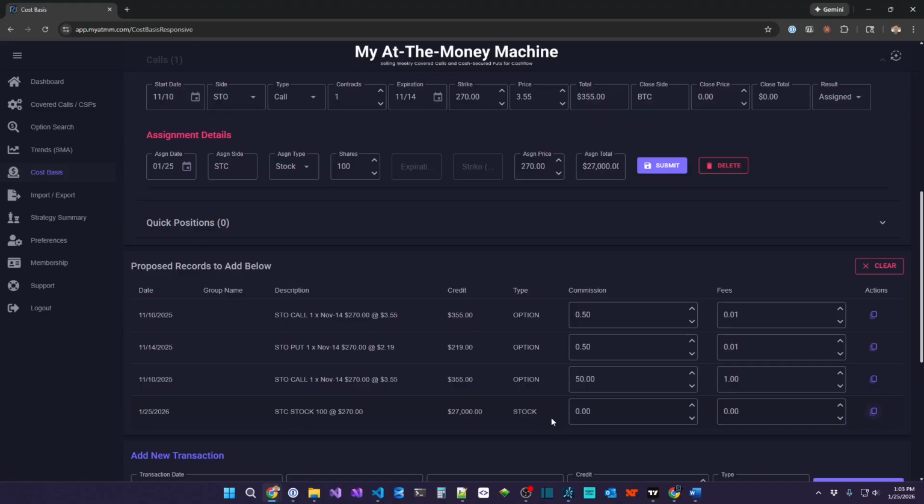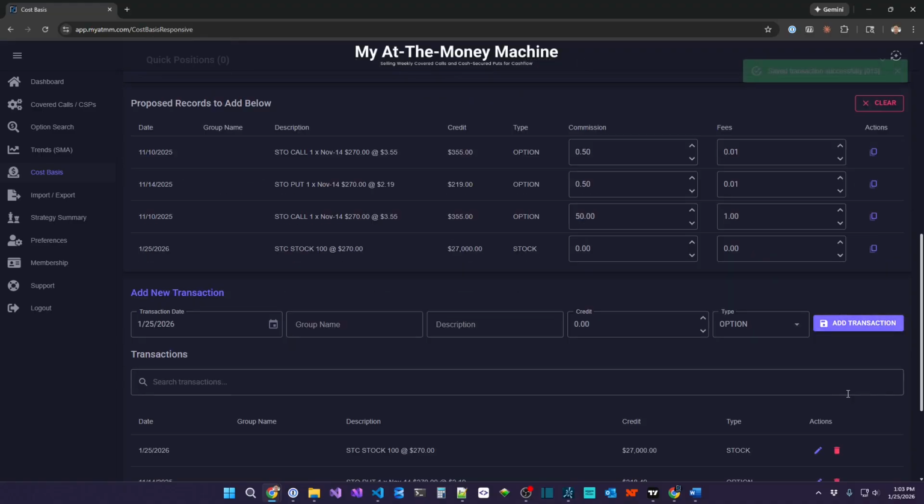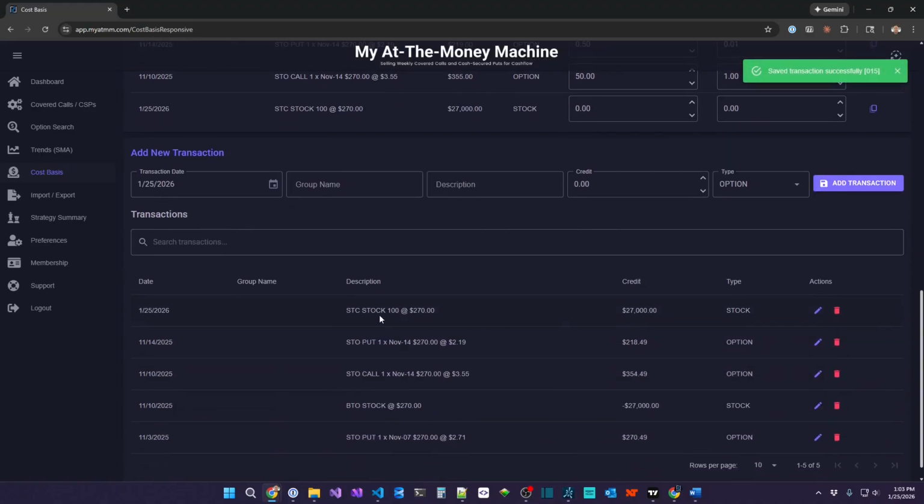In Schwab and Thinkorswim, when you get called away from the stock, it doesn't charge you commissions or fees. So I just zeroed those out, and it's for 27,000. We're gonna go ahead and copy that down. You can see it's sell to close because we're closing that, and we're gonna go ahead and add that transaction. So it sold to close the stock position that we had. You can see there's the negative to buy it and the positive to sell it back.